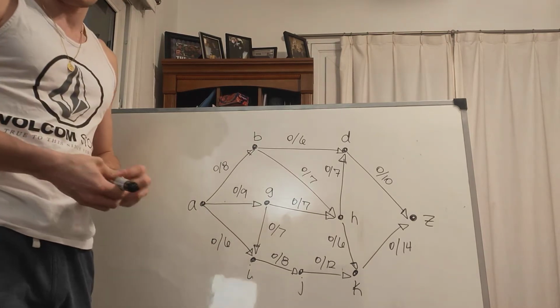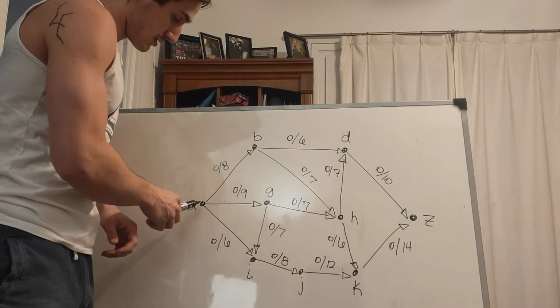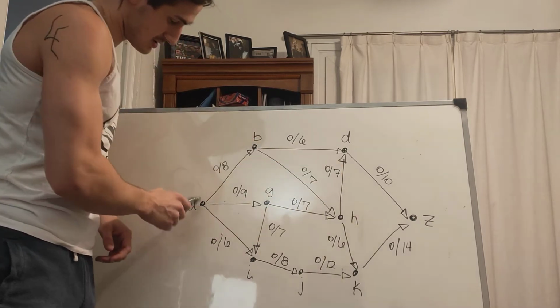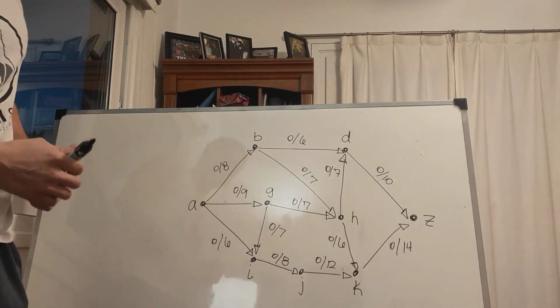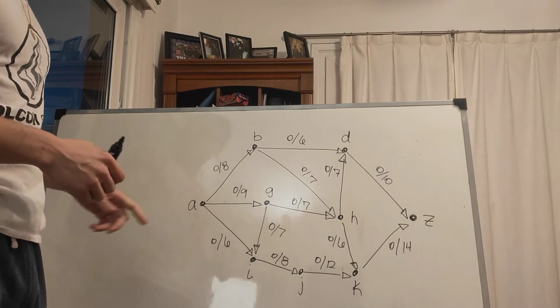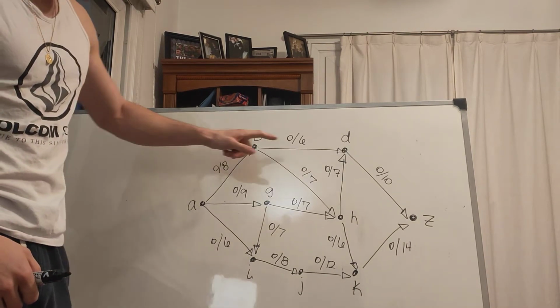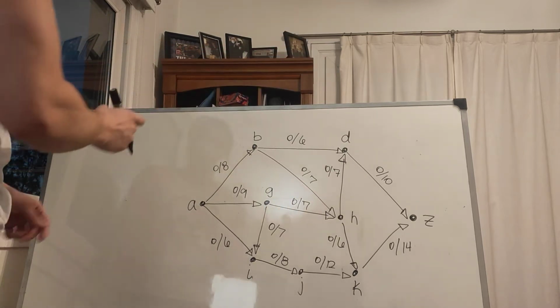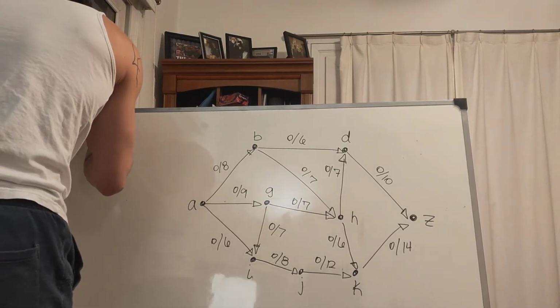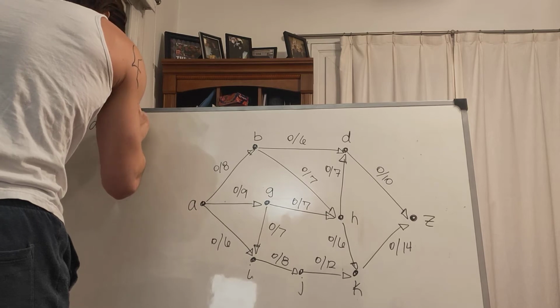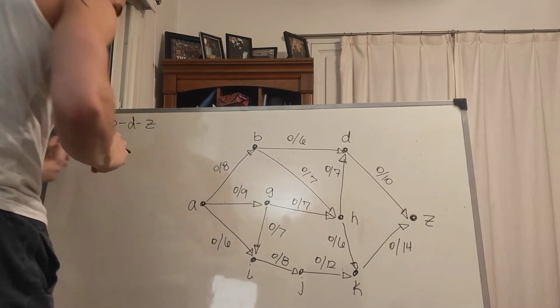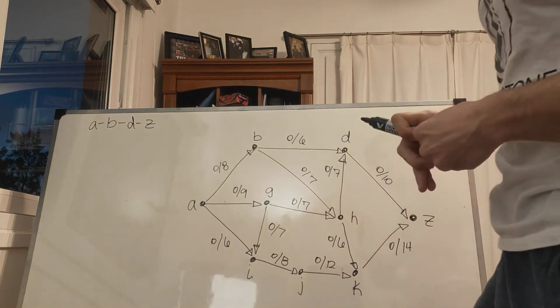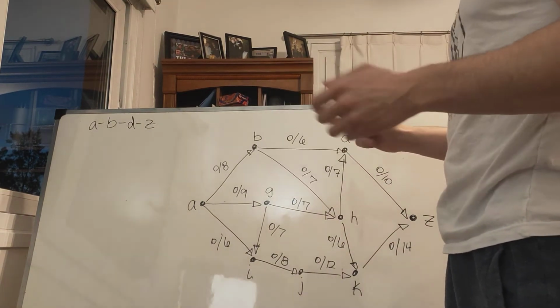Okay, so to begin here, we are going to pick a random path, whatever path. The only restriction is that it must go from A to Z. A is the source and Z is the sink. So let's see, we'll pick A, B, D, and Z. We're going to write our path over here. Always helps to keep track.